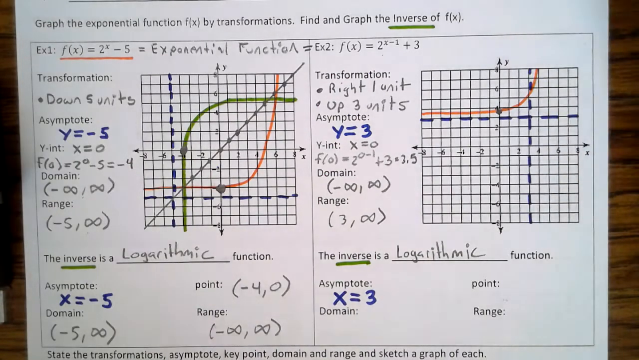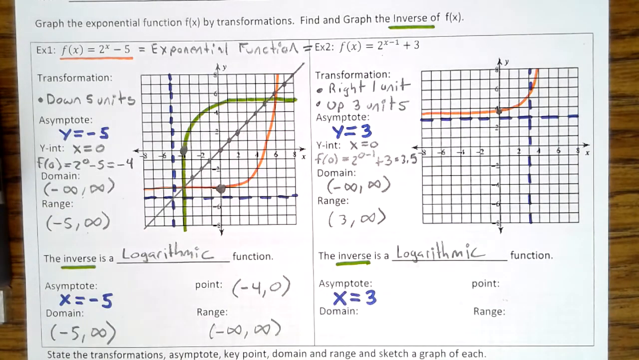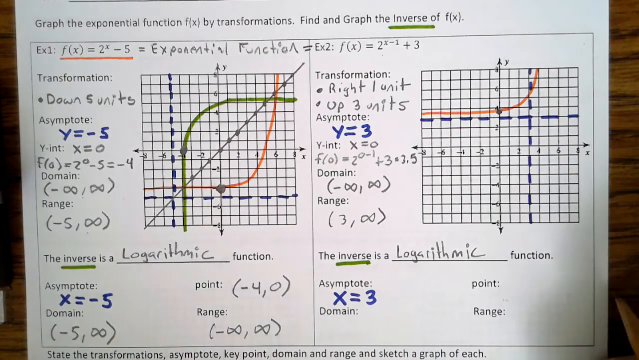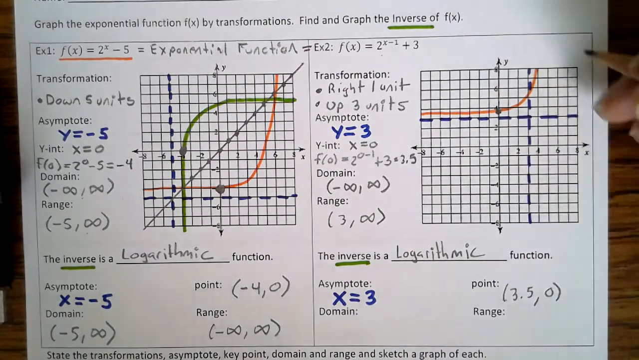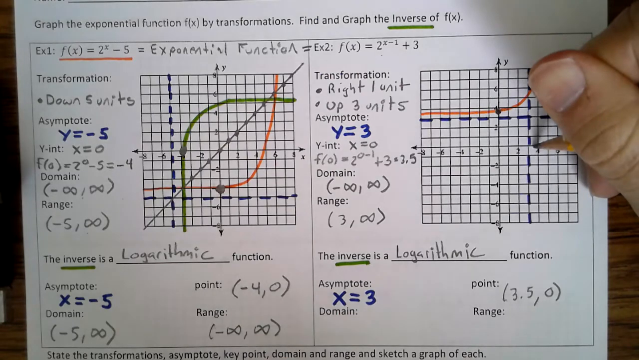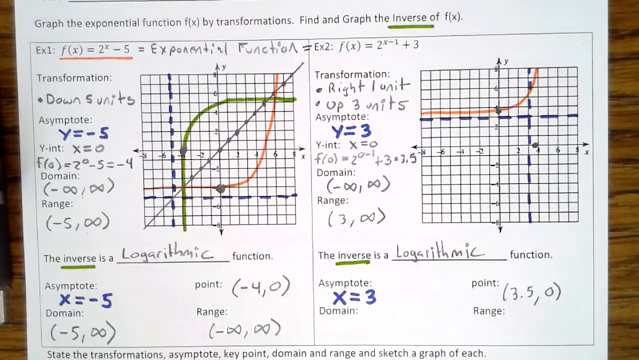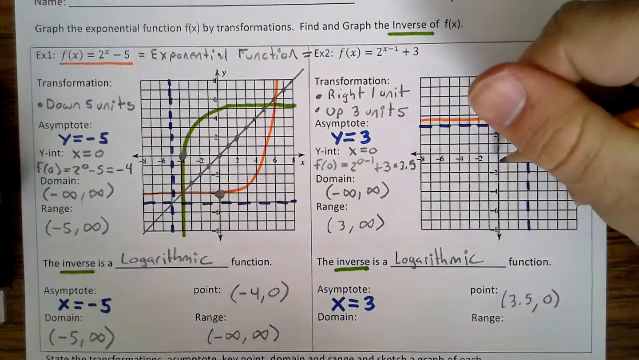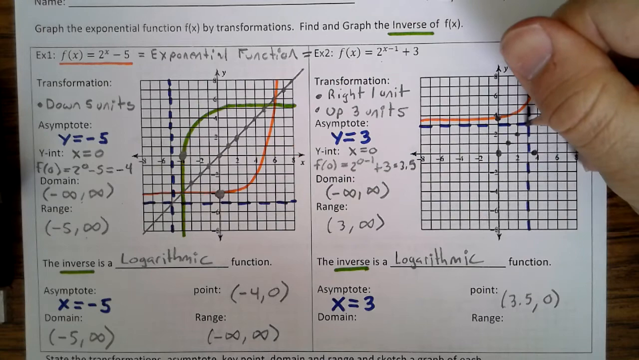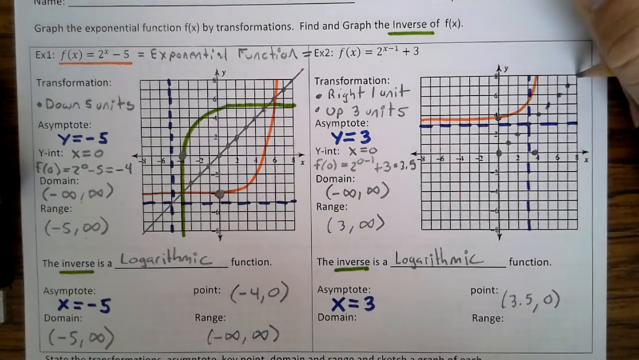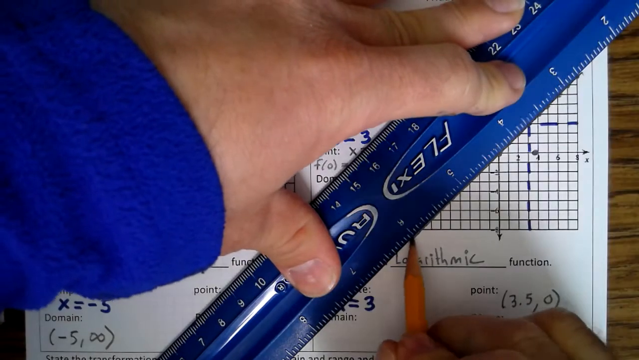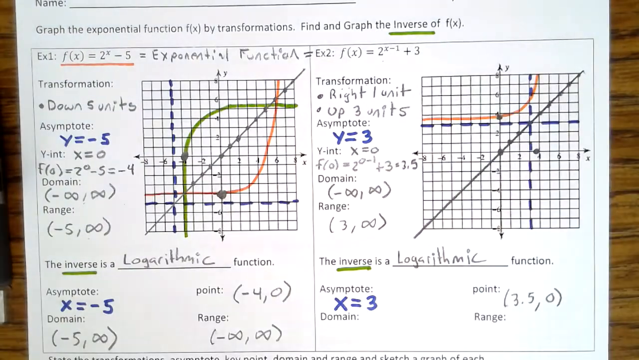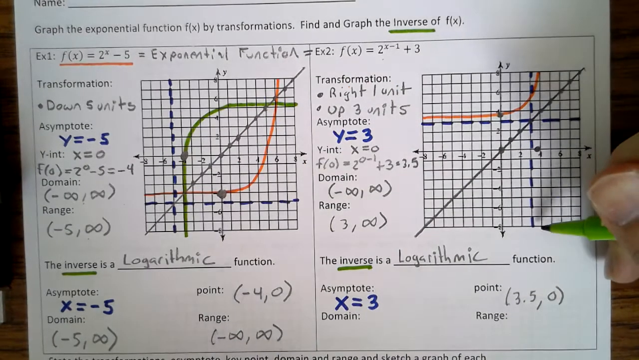And we know the point was (0, 3.5), now it's (3.5, 0). Now, before we graph the logarithmic, let's graph the y equals x line, because we know if they're inverses, they reflect over that line. So our logarithmic curve is like so.